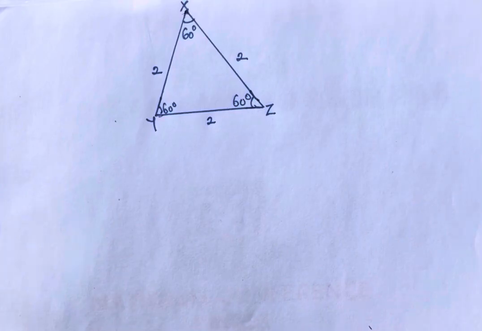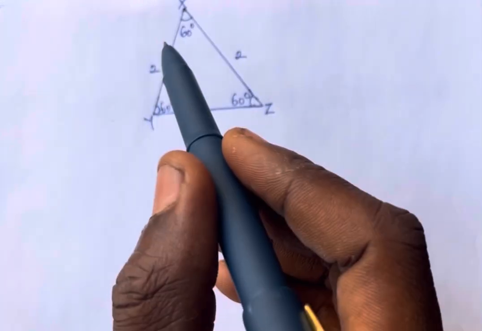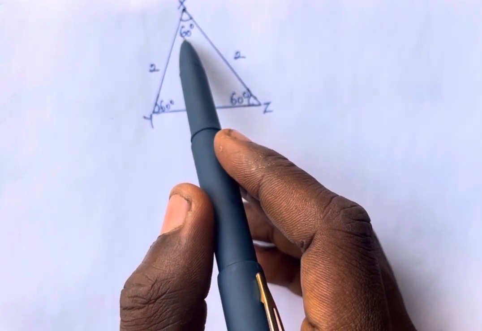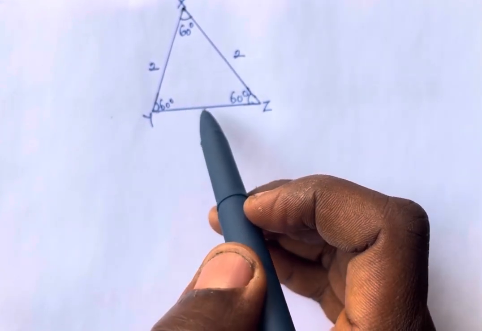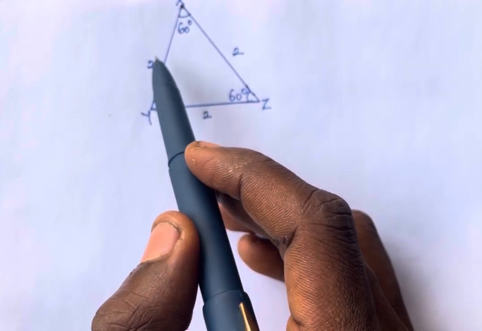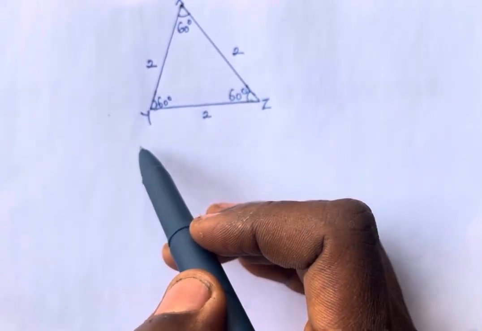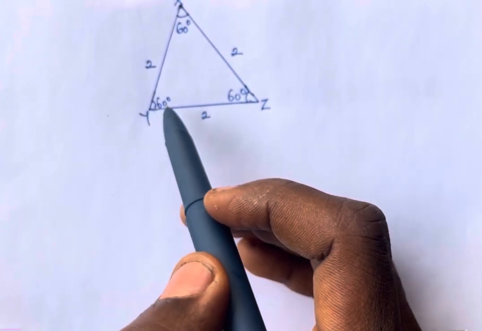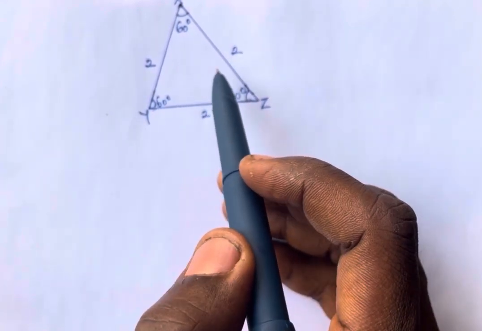Trigonometry ratio of 30° and 60° can be derived from an equilateral triangle of side 2 units each. Let's see. This is an equilateral triangle of side 2 units each. If you look here, we'll see this is an angle 60 degrees, 60 degrees, 60 degrees. If you sum this, it's going to be 180, which is equal to the sum of angles in a triangle. An equilateral triangle is a triangle that has equal sides.